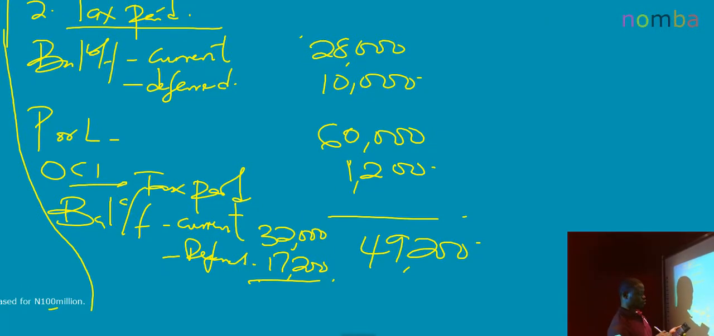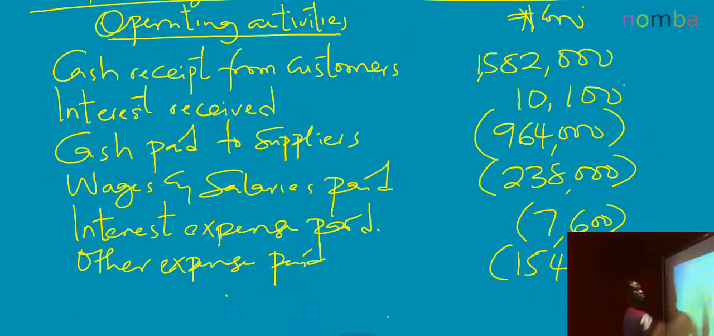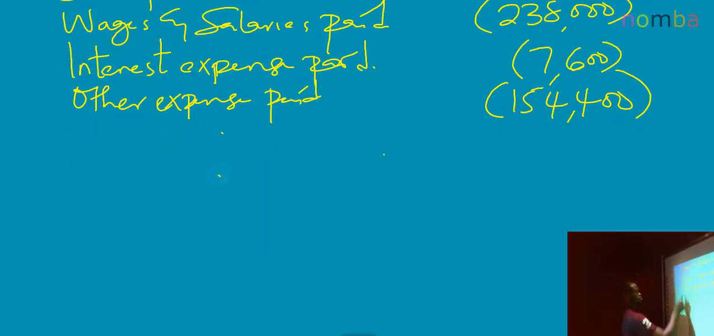So let's add this and see if it gives us 49,200. Of course not. 28,000 plus 10,000 plus 60,000 plus 1,200 gives me 99,200, and it has decreased to 49,200. So I've paid how much? That's 50,000. That's the tax paid. So I go to my statement of cash flows, and income tax paid is 50,000.